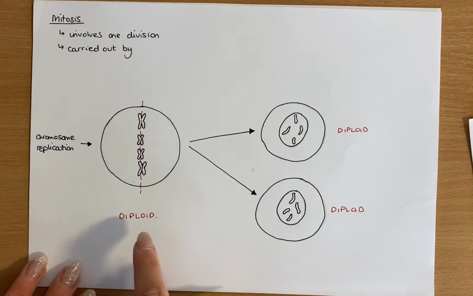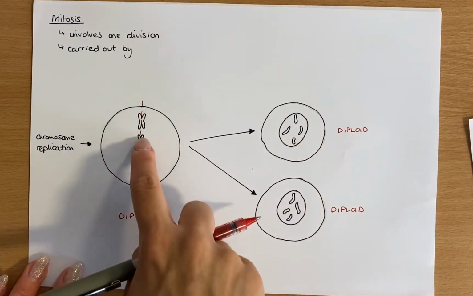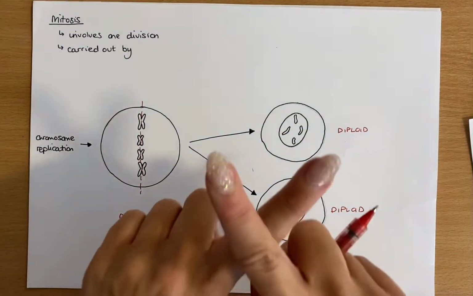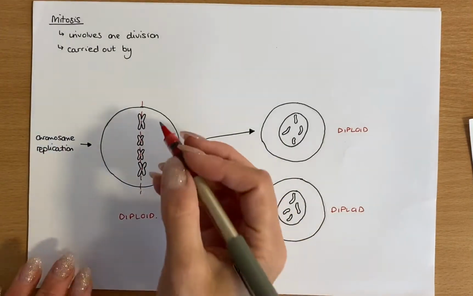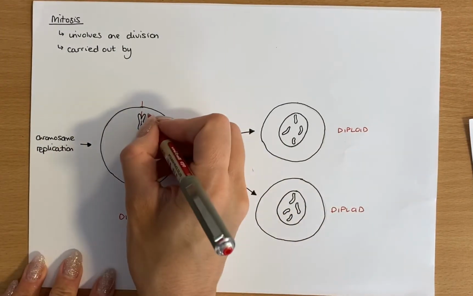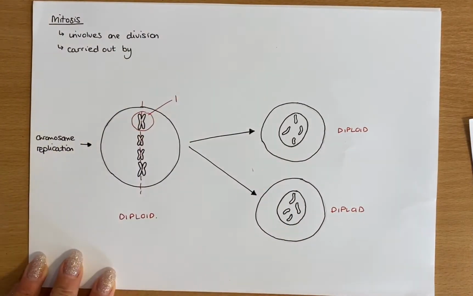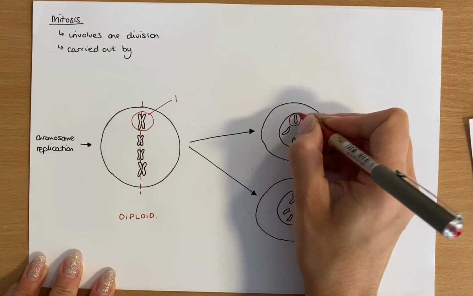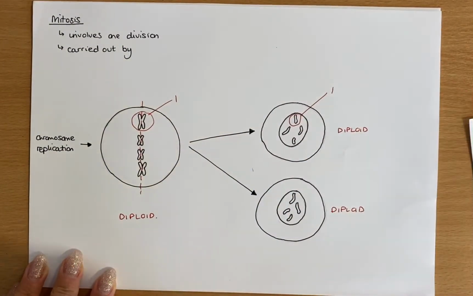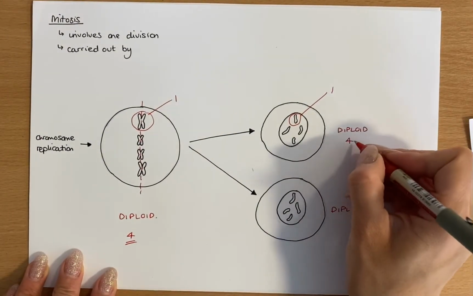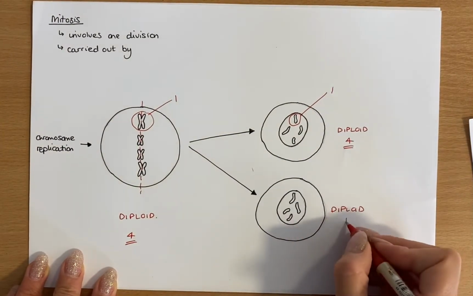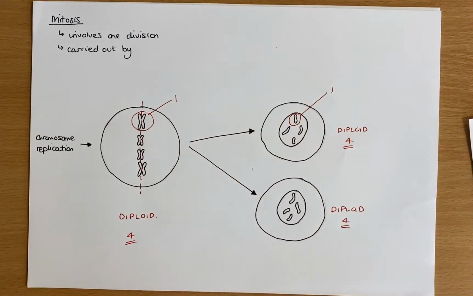If you count the number of chromosomes, we've got 1, 2, 3, 4, even though they're paired together and they form those wee X's. This is still counted as one whole chromosome, and this is one whole chromosome. So we have 4 chromosomes here, and this cell has 4 chromosomes, and so does this cell. We've not halved the number of chromosomes, they're the same number.